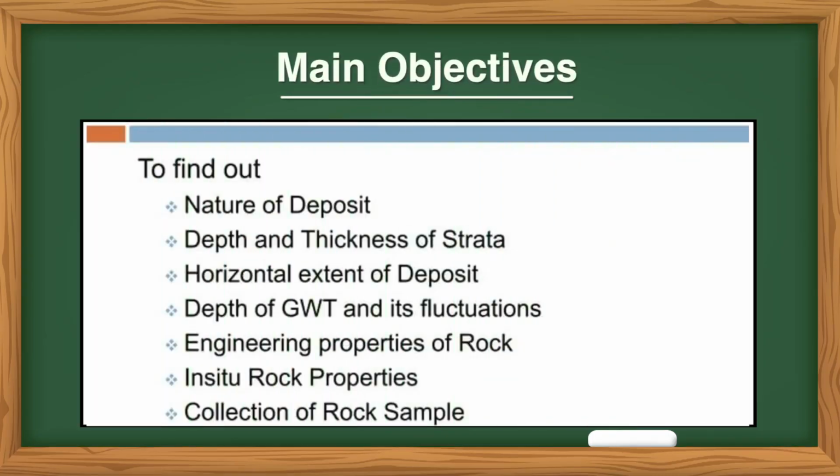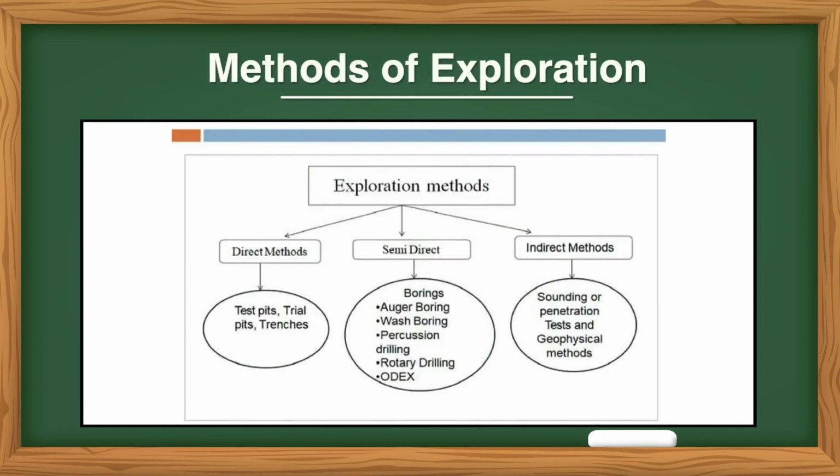The main objective of exploration is to find out the nature of the deposit, depth, thickness of strata, horizontal extent of the deposit, depth of GWT and its fluctuation, engineering properties of rocks, in situ rock properties, and collection of rock samples. The methods of exploration are divided into three parts. First is the direct method, second semi-direct method, third indirect method.